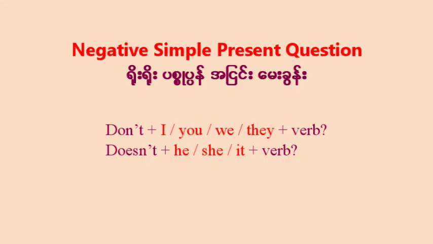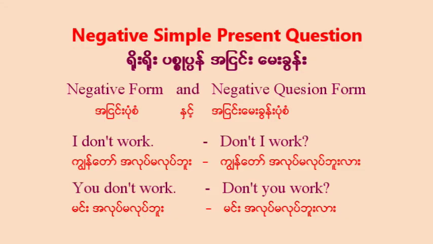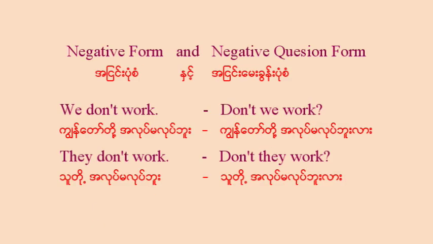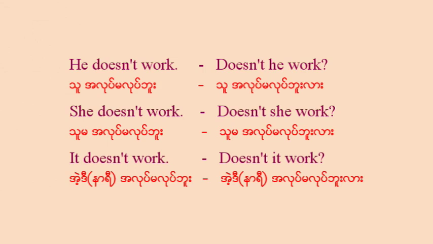Negative simple present question. I don't work, don't I work? You don't work, don't you work? We don't work, don't we work? They don't work, don't they work? He doesn't work, doesn't he work? She doesn't work, doesn't she work? It doesn't work, doesn't it work?